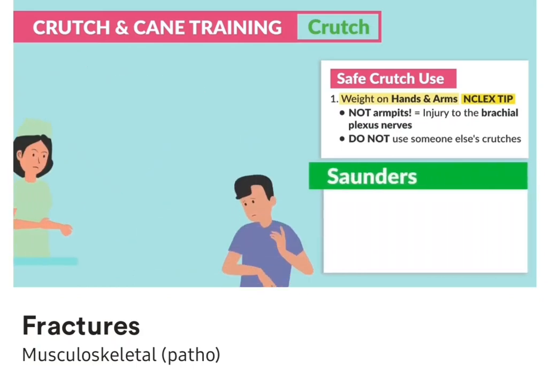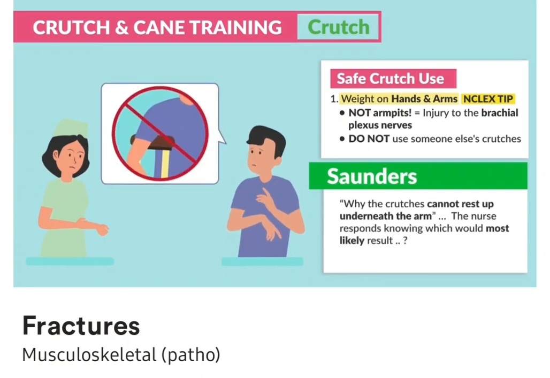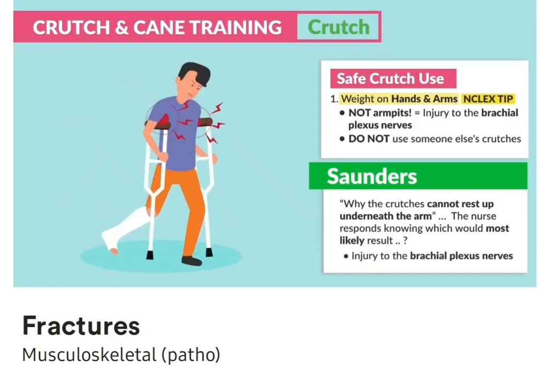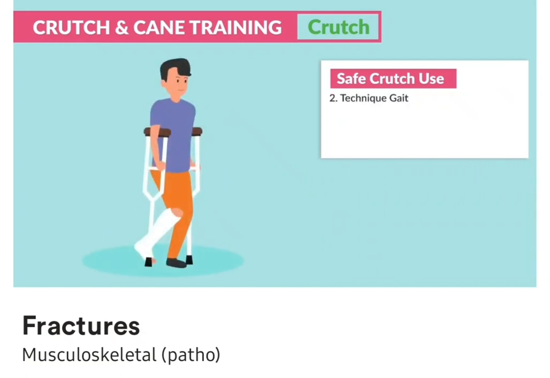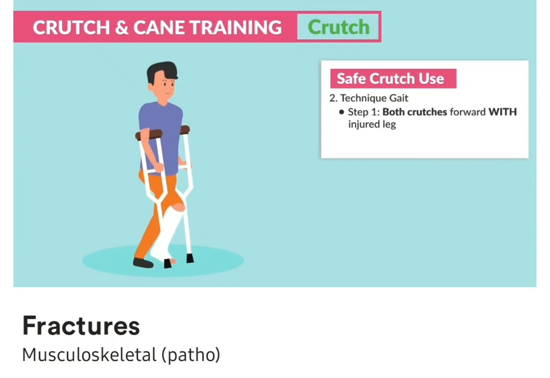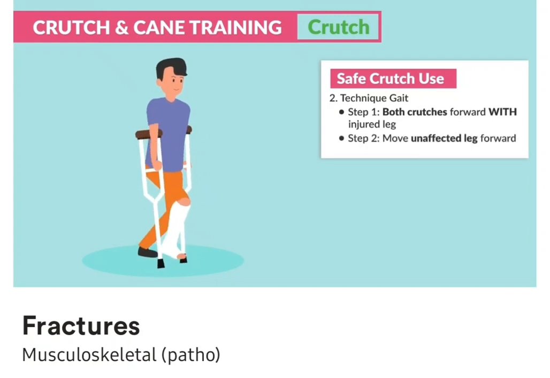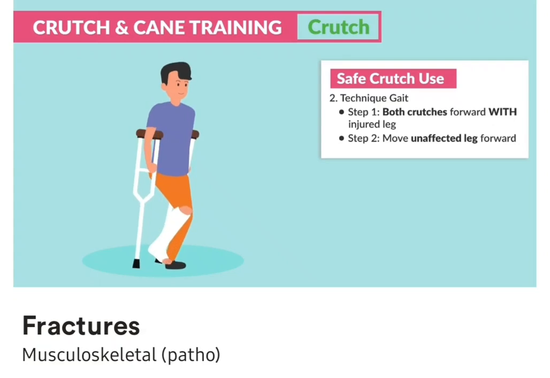So Saunders mentions, a client asks why the crutches cannot rest under the armpit. The nurse responds knowing which would be the most likely result. Injury to the brachial plexus nerves. Now number 2 is gait training. So write this down. Step 1, both crutches move forward with the injured leg. And step 2, move the unaffected leg forward, or basically the strong leg after.